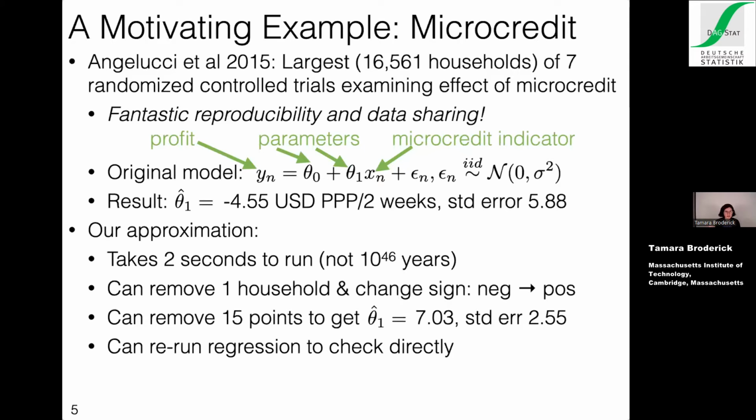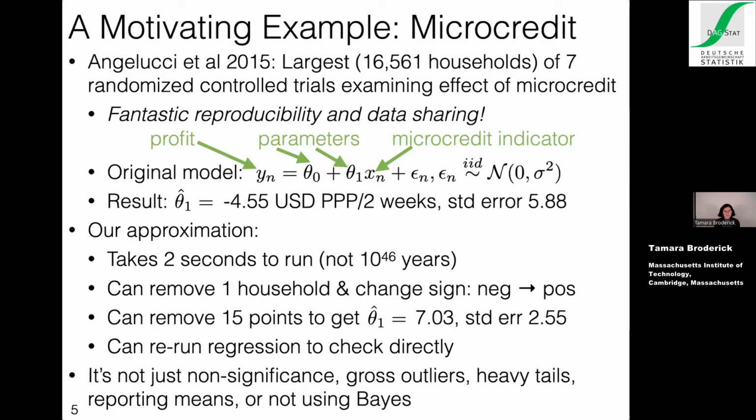One, you can rerun this regression to check directly. You could very reasonably be worried that, hey, we made this approximation. Do you trust the approximation? Is it really telling you what's going on? But remember, we tell you the problematic data points. We say, here are the 15 data points that if you drop them, you would get this change. And so at the cost of just one extra analysis, not 10 to the 50 analyses, you can just rerun the regression without those data points. And in fact, we verified here that we get the same results as via our approximation.